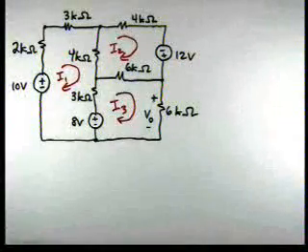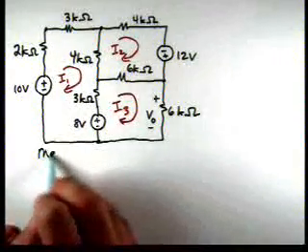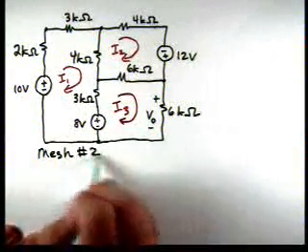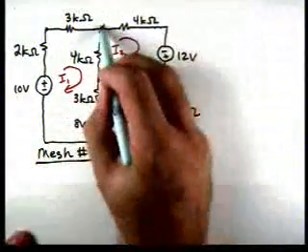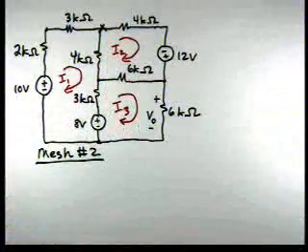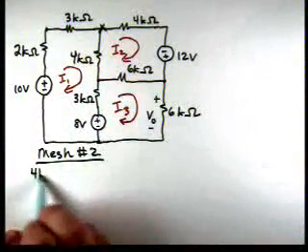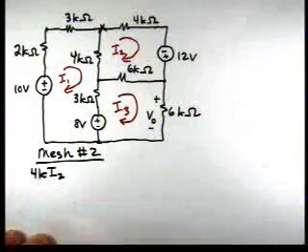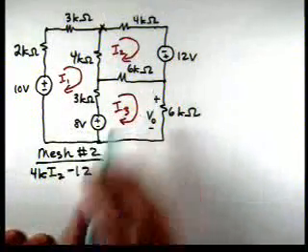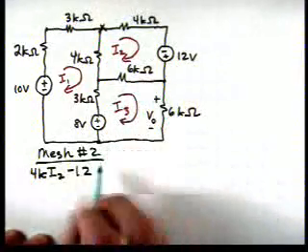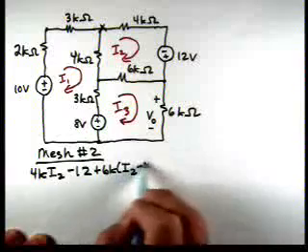So now let's do mesh number 2. Okay, and if we start up here in this corner and go around clockwise in the direction of the mesh current, we'll have 4K I2 minus 12. Again, we're going to write this as a drop, and to get it as a drop, we have 6K times I2 minus I3.